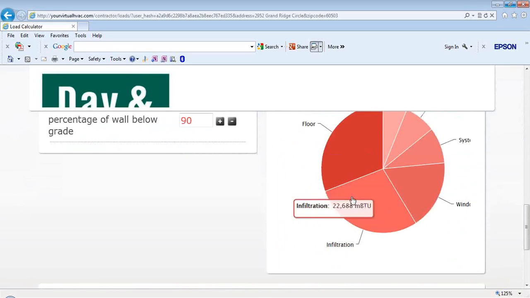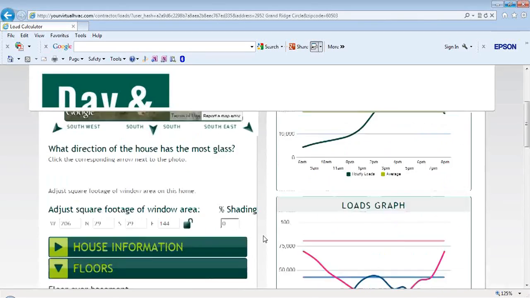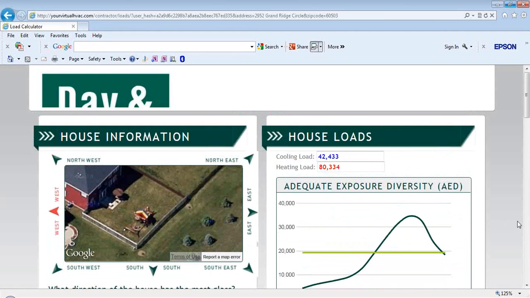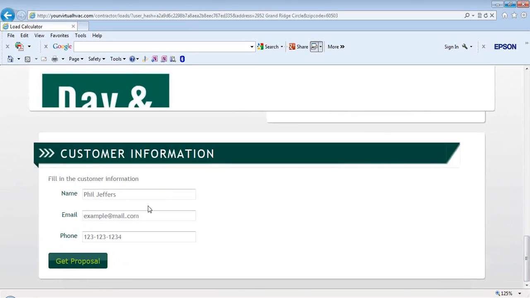All right. What was my last one I changed? Percentage of wall below grade? Okay. All right. So I'm going to leave that alone. It should finish up here with the last one. And then even if it doesn't, when I click on Get Proposal, I'll get my final calculation. I could type in the information here. I'll just leave that stuff the way it is. And then I'll hit Get Proposal.